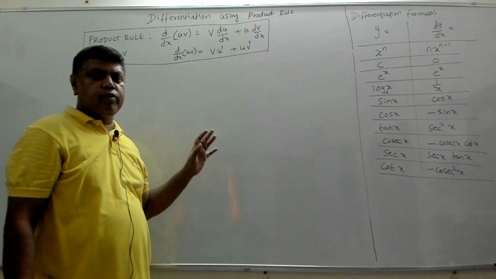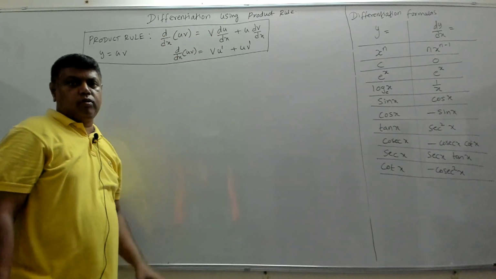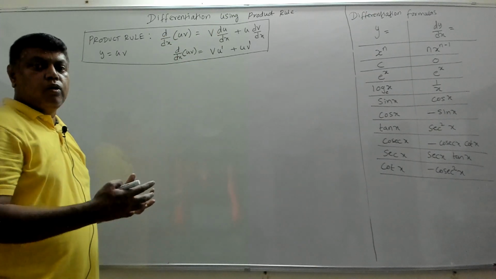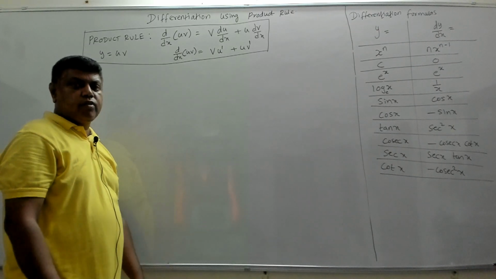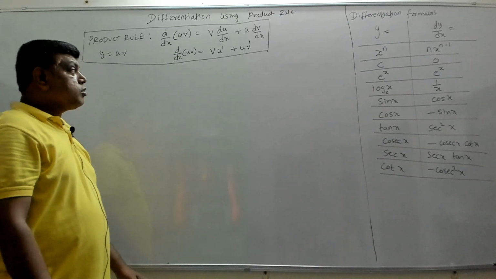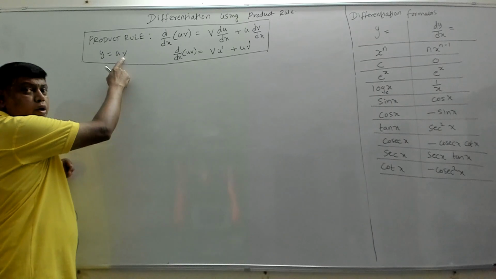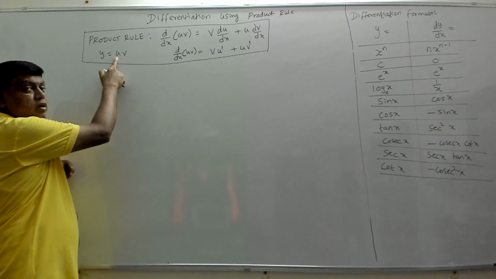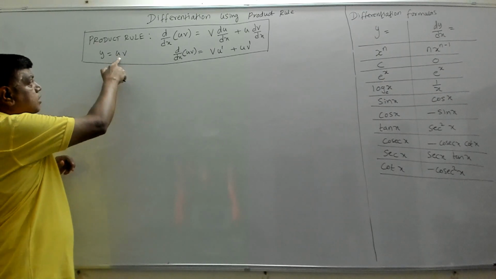In this video, we learn how to do differentiation using the product rule. Rather, we will learn when we have to apply the product rule to differentiate a given function. Suppose we have a function y which is equal to the product of two functions, where u is a function of x and v is also a function of x.